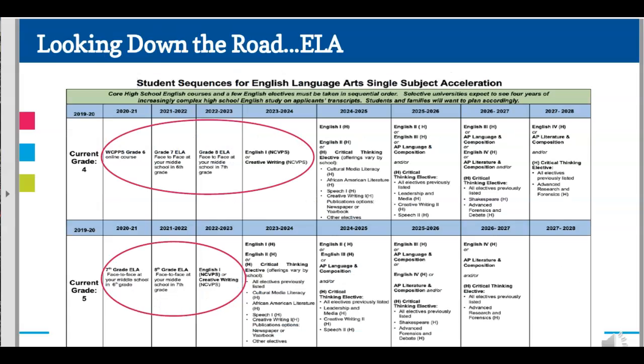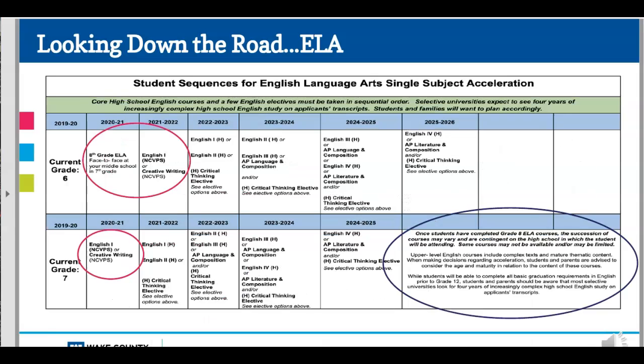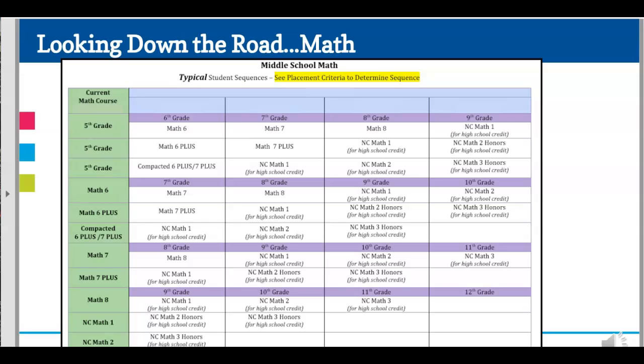This slide shows a look down the road of a current 4th grader and a current 5th grade student. It shows what will happen if your child were to qualify for SSA in ELA. This is a current 6th grade student on this slide and a current 7th grade student. Math. This is middle school math and what it looks like.